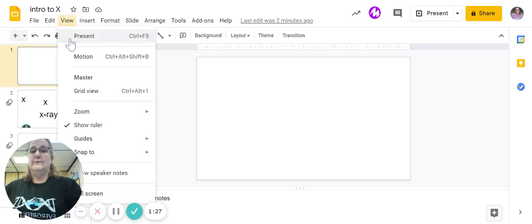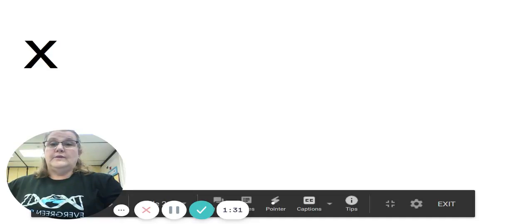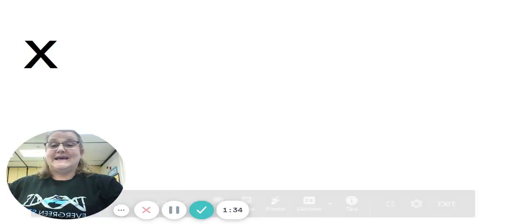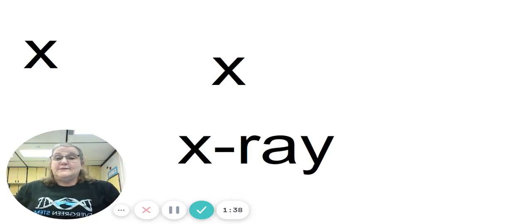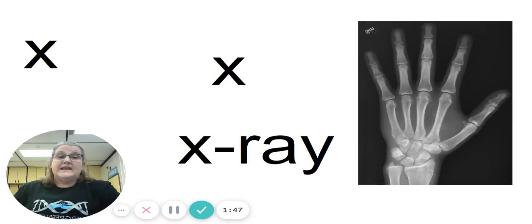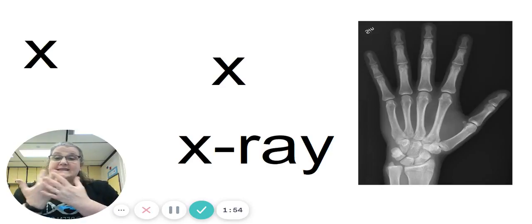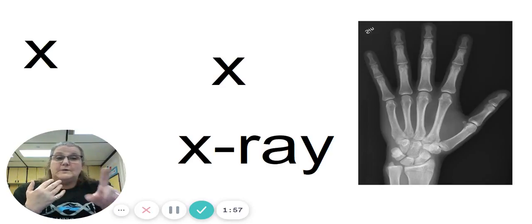So let me put this on present. And there's the letter X. When you see that, you know it's the letter X. And the X, sometimes when you read it in a word, you will just say the letter name, X-ray, like an X-ray. That is a picture of an X-ray. So a picture of an X-ray is a picture inside the skin, and you can see the bones, so that's an X-ray of a hand.